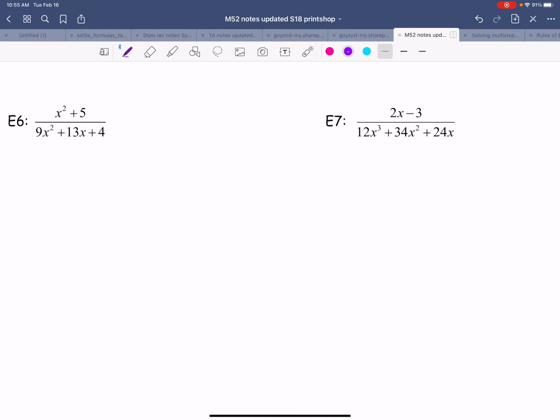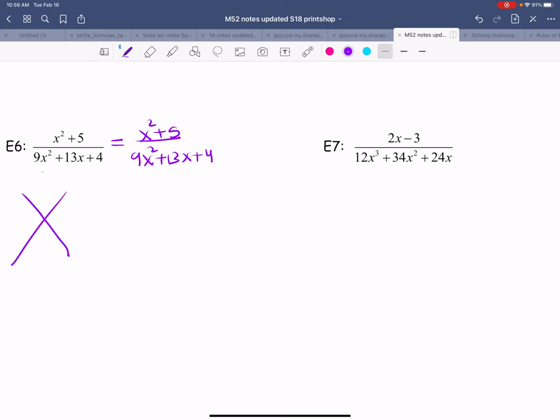The denominator looks like it's factorable, so I'm going to go ahead and factor x squared plus 5 over 9x squared plus 13. This is a quadratic. I'm going to factor it using the x method. A times c goes here, b goes here. 9 times 4 is 36, and there's 13. Two numbers that multiply to give you 36 and add up to give you 13 are 9 and 4. Because my first number is 9, I'm going to divide both with 9x and 9x. Let's see if I can simplify any of these fractions. I could simplify the first fraction but not the second.